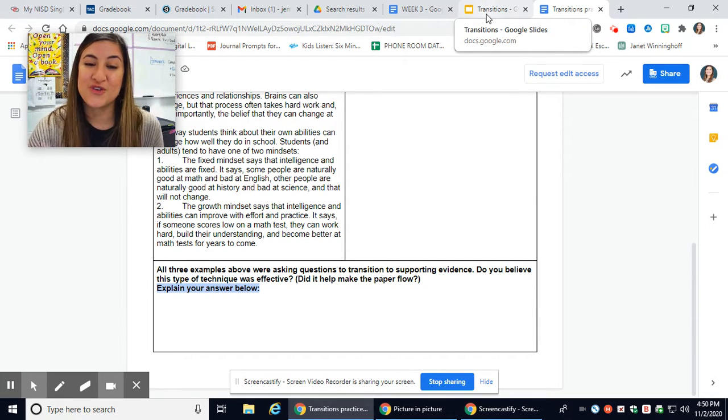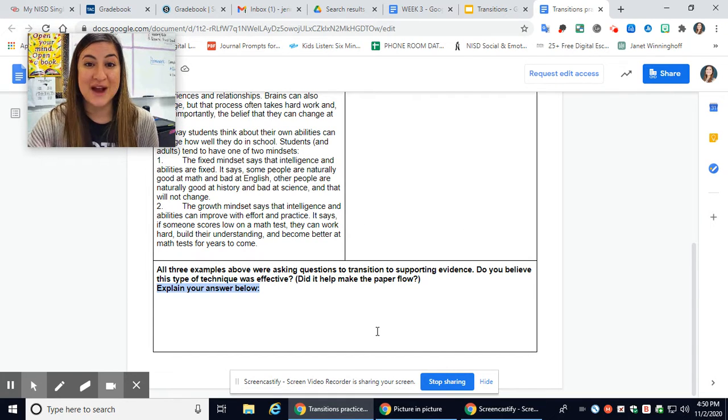All right, guys, that is all you are doing today. You are revising your own paper for your transitions, and then, of course, using your article to practice with transitions as well.